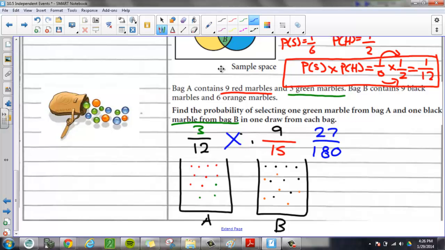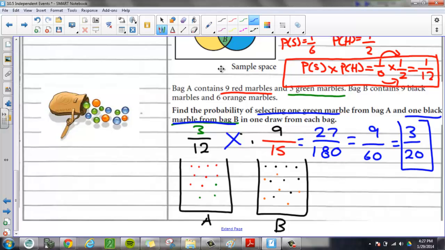Now, can we simplify this down? I'm guessing we probably could. We could take a 3 out of this and make that a 9. If you take a 3 out of 180, that makes this a 60, right? Can we take another 3 out of it? Yeah, we could. If we take another 3 out of the 9, we're at 3, and take a 3 out of this, we're at 20. I think that's the best we get. So the probability of selecting 1 green marble from bag A and 1 black marble from bag B would be 3 out of 20.